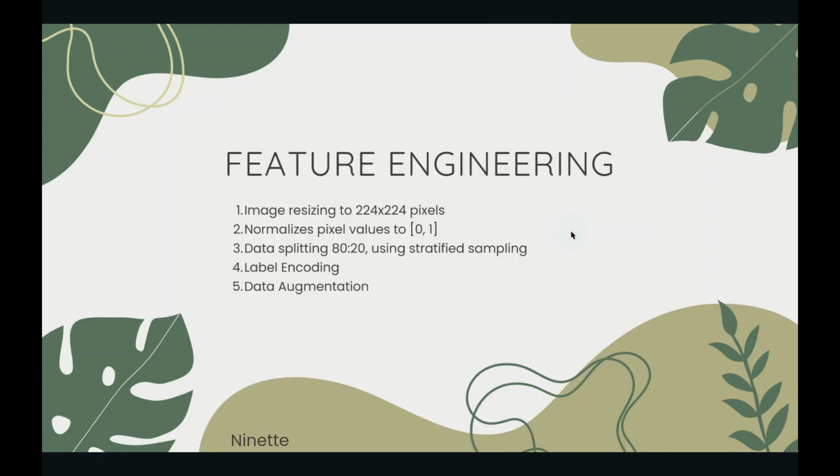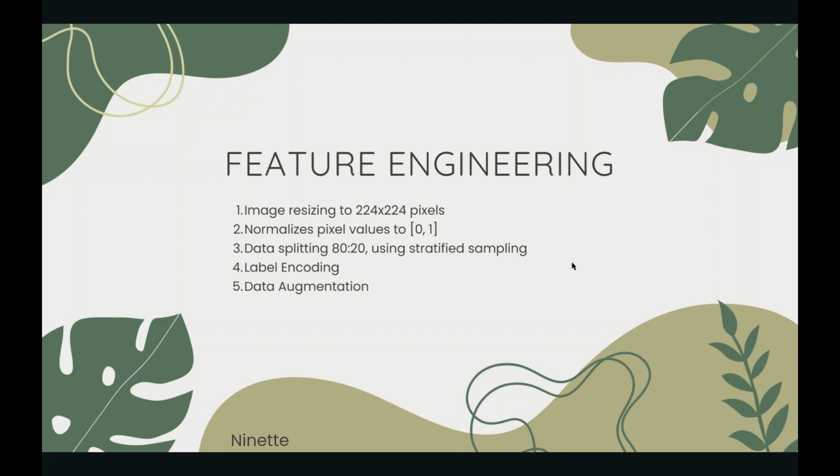So to enhance model performance, we also applied the following pre-processing steps. Firstly, we resized all images to 224 by 224 pixels, which is the input shape for our base models. Secondly, pixel values were normalized to a range between 0 and 1 for better convergence, hence improving training stability. Thirdly, the dataset was split into training and validation sets in an 80-20 ratio, using stratified sampling to ensure balanced representation of classes in both sets. As mentioned, we also mapped categorical labels to numerical values for loss function compatibility.